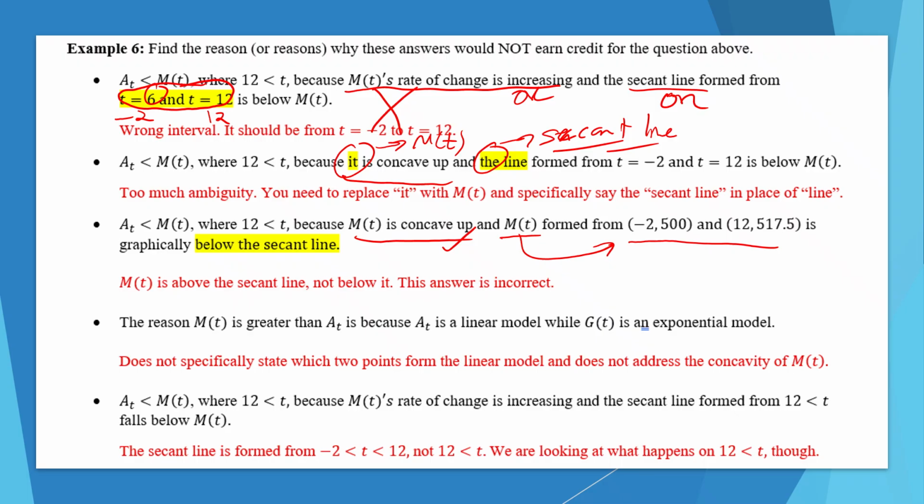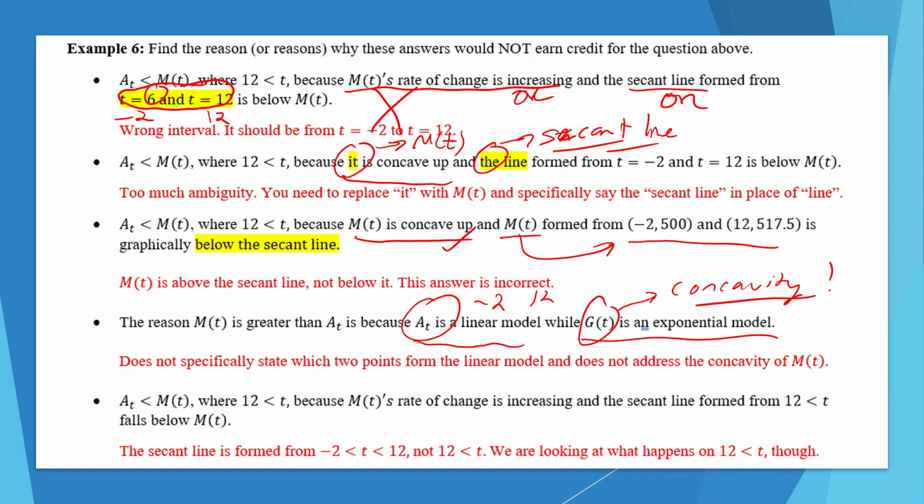The fourth one, the reason M of t is greater than A of t is because A of t is a linear model, while G of t is an exponential model. That's true. One, it doesn't provide placement of this line, so you need to mention the -2 and the 12 there. And then G of t, it doesn't talk about concavity. So that's something that you need to fix as well.